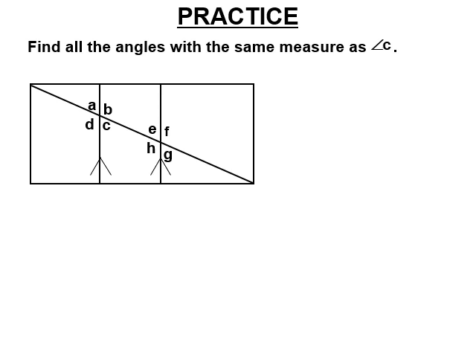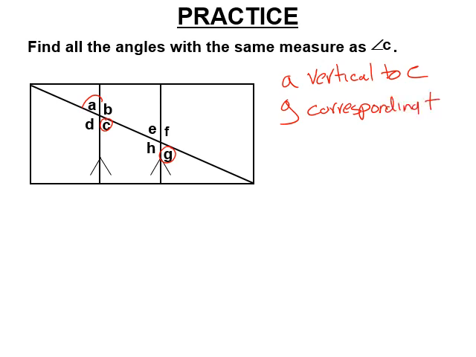So same as C. Well, A, and give a reason because it's vertical. G, and I should say vertical to C, corresponding to C. And you can give one of two reasons for E. E because it's vertical to G, or you could write the other one, which is corresponding to G. No, vertical to G or corresponding to A, sorry.